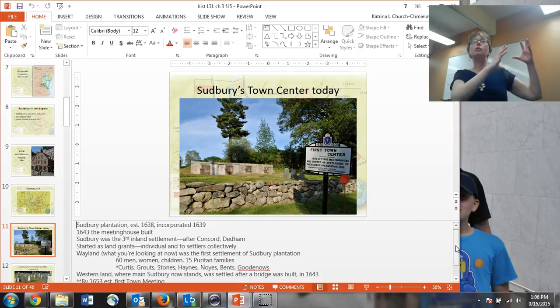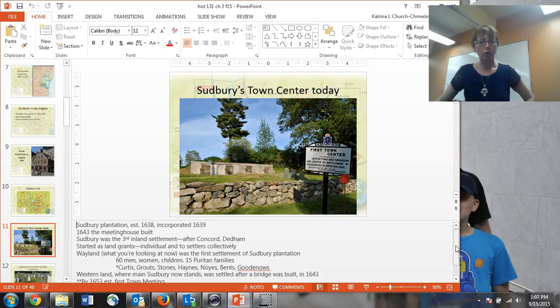The dates are really interesting because the information that I gave for you to read on Blackboard had some different dates than the information that Sudbury Town now has, and different dates than even the signage that you'll find. Okay? So it's kind of hard even within the scholarship to determine the exact days and times that things happened. Right? But it was the third inland settlement after Concord and Dedham in Massachusetts. Right? And it started as land grants to individuals and then to settlers collectively. And Wayland, where we are today at the first town center, was the first settlement in the Sudbury plantation. There were 60 men, women, and children. 15 of them were Puritan families.